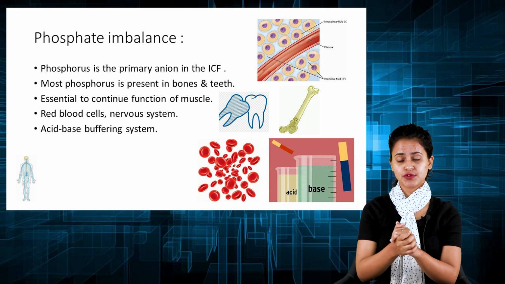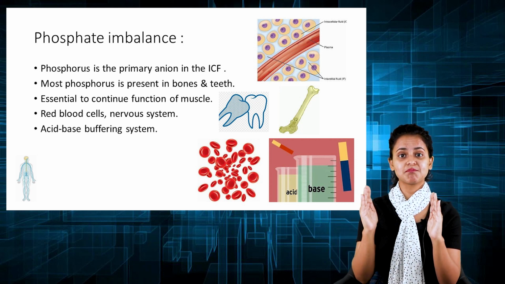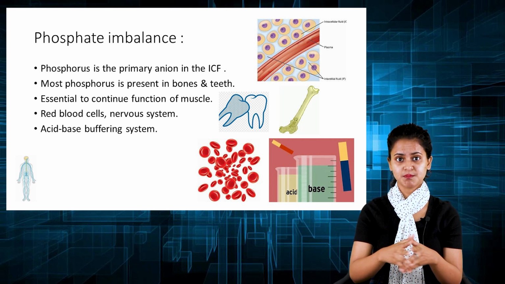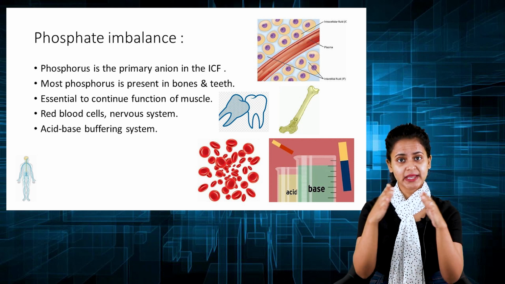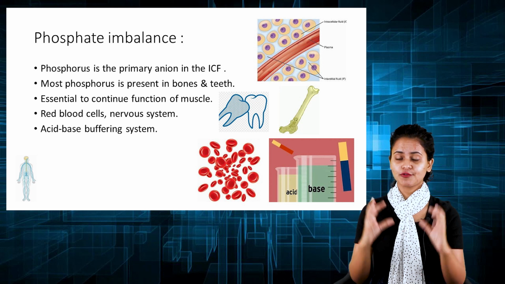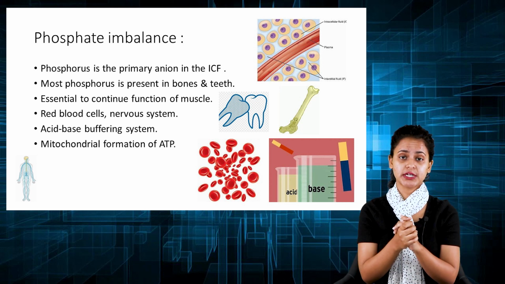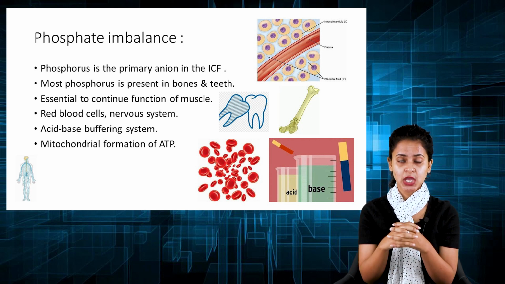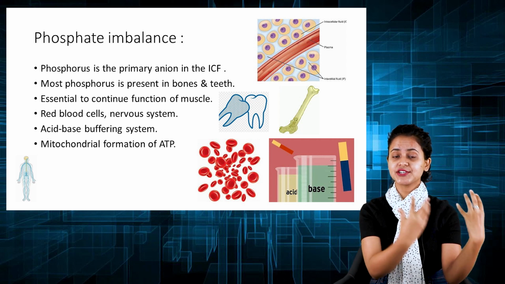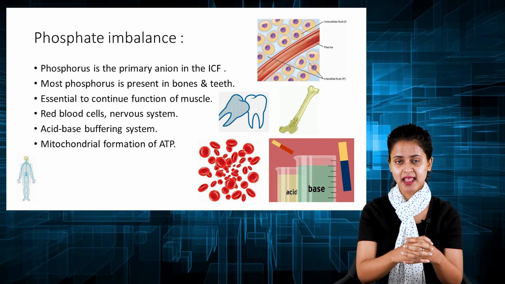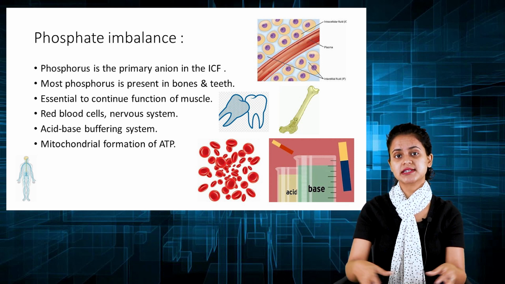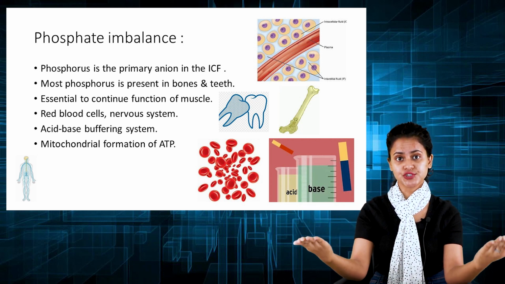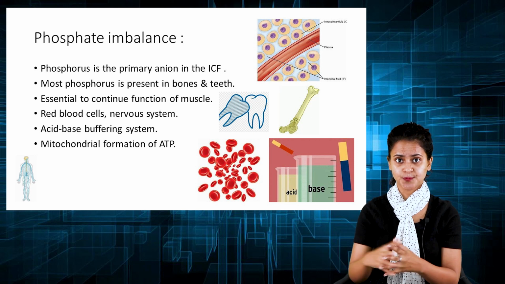In the next session, when we discuss acid-base imbalance for a particular individual, we are going to see that phosphorus plays a very important role in maintaining the acid-base balance of an individual's body. The next important function of phosphorus is the mitochondrial formation of adenosine triphosphate. As we know, mitochondria is basically the energy production house inside the cell. So it definitely helps to generate adenosine triphosphate, which is the basic fuel for energy production for cellular metabolism to continue.